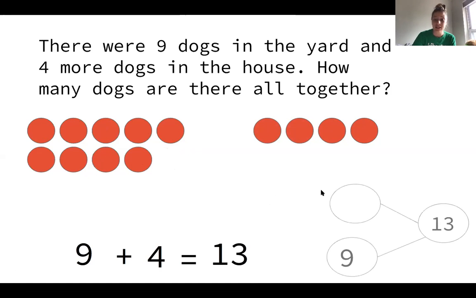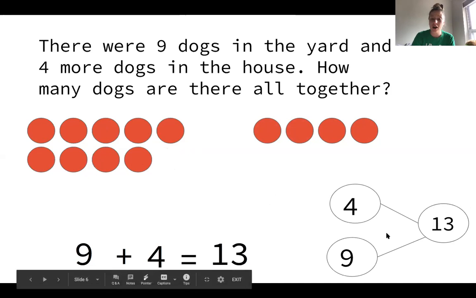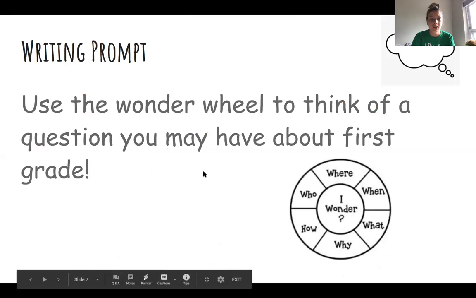And here's what this looks like in a number bond. So 13 is the whole. And what are our 2 parts? 9 and 4. Remember, if you put the 2 parts together, then you should get the total or the whole. So 9 and 4 makes 13. Great work, guys.